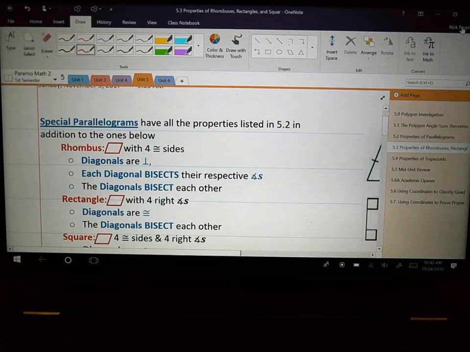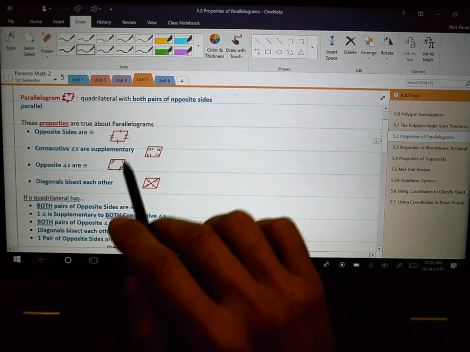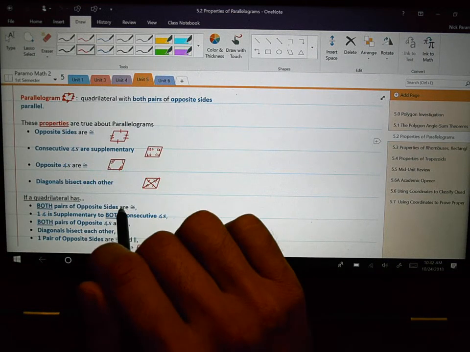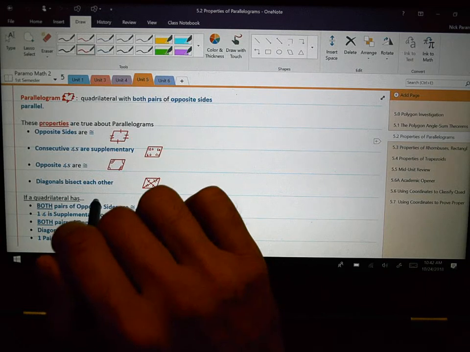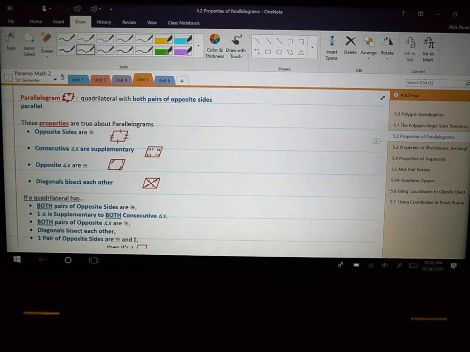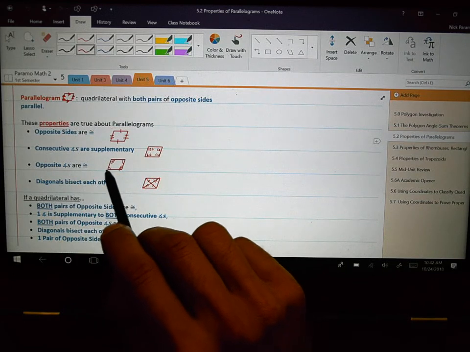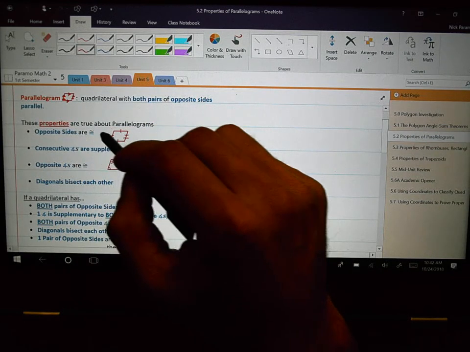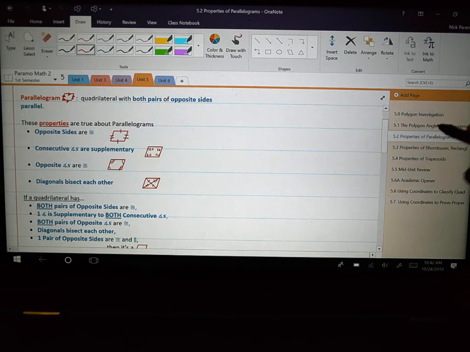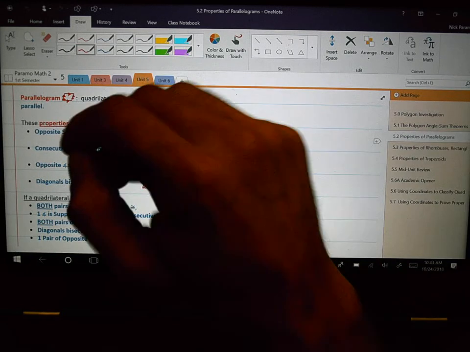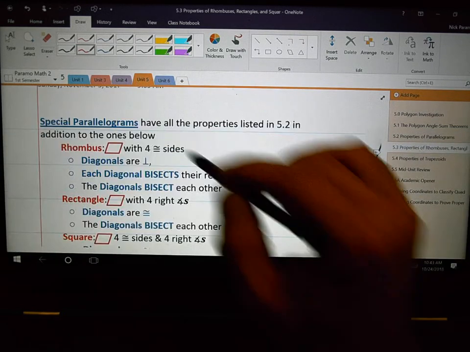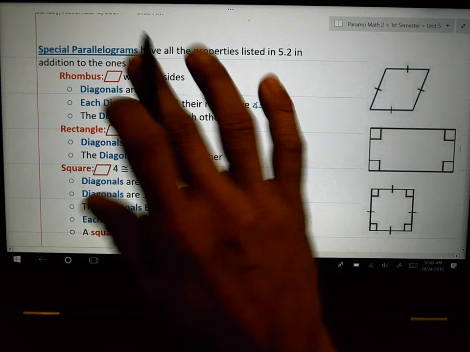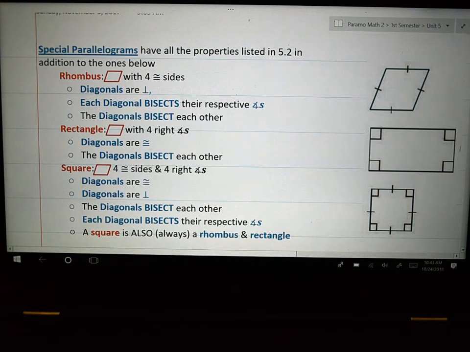So if you go back to 5.2's notes and you remember those properties that were in 5.2, all those properties are true about the rectangle, the rhombus, and the square. So opposite angles are congruent in a rectangle, and same thing goes for opposite sides are congruent in a rhombus, and so on. So don't forget that these properties also apply to these three shapes.